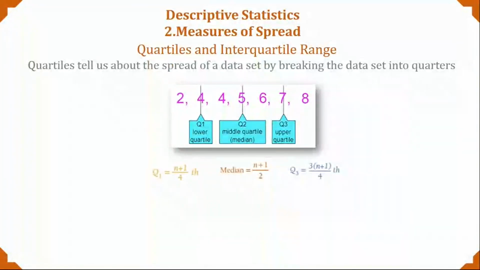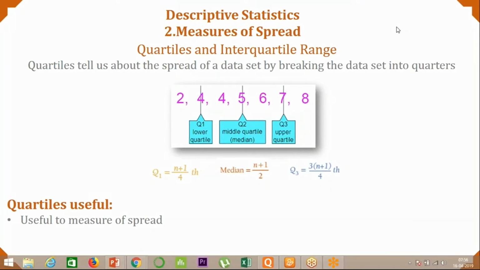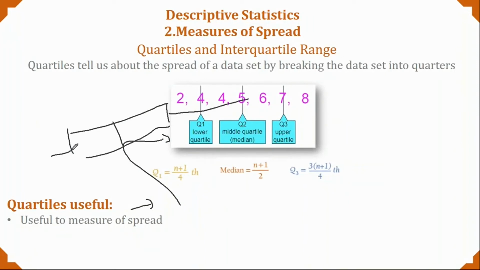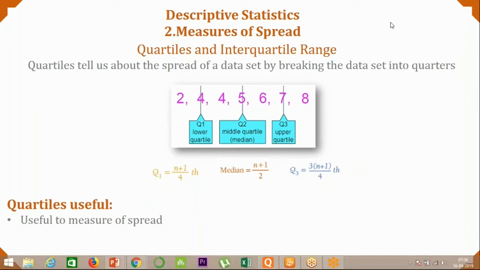As discussed, these quartiles are mainly used to understand the spread of the data when we put it in graphical form. This is useful when we put it in graphical form. This is a kind of box plot, a box and whisker plot.